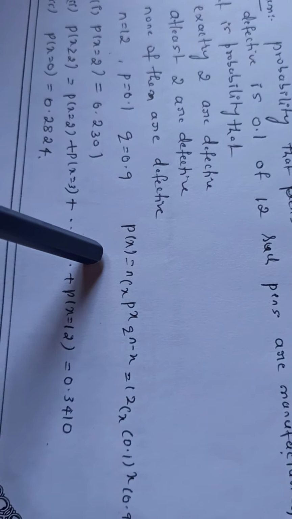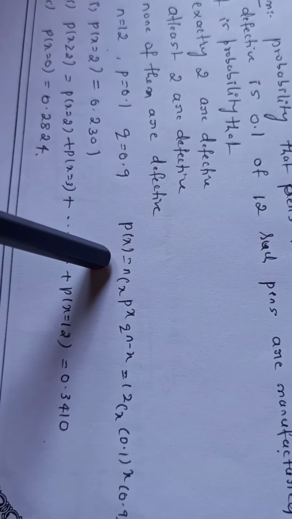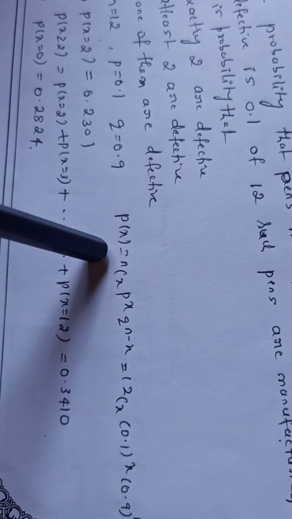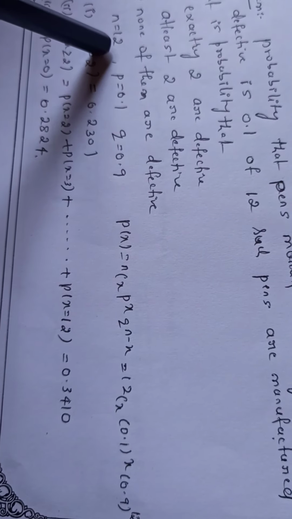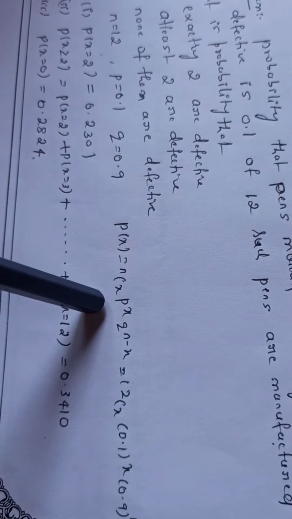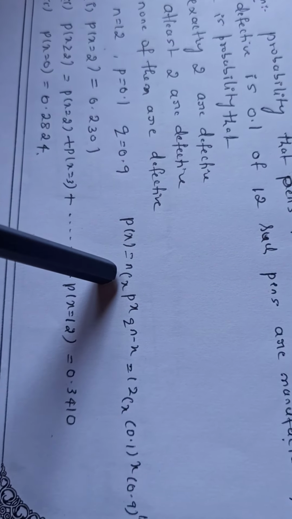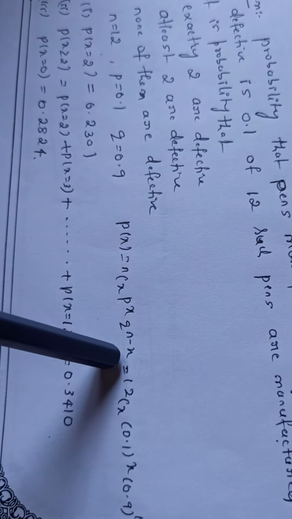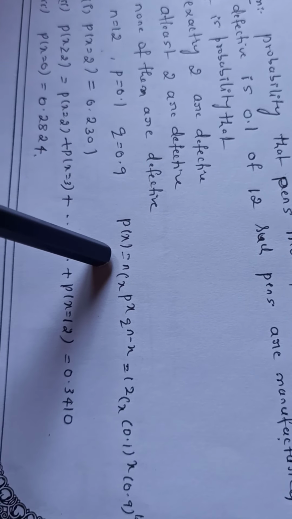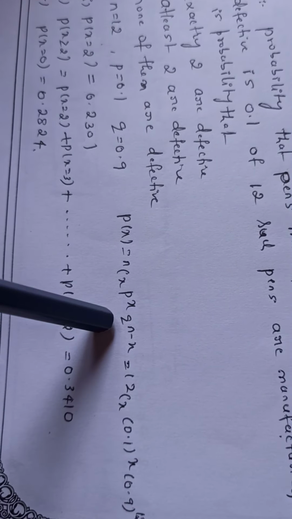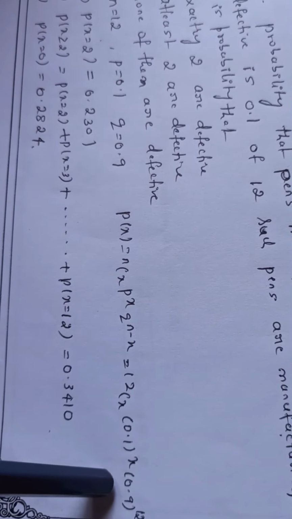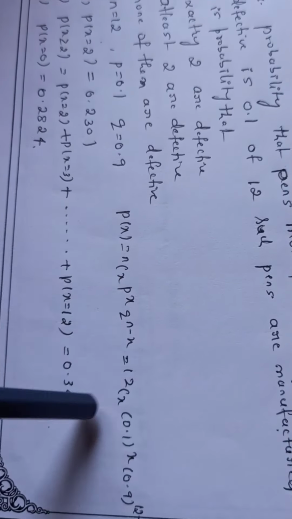And this is the probability density function P of x for the binomial distribution. So here since n is equals to 12, it's a very small number, so you have to use the binomial distribution. So nCx into p power of x into q power of n minus x. Substitute the value of n as 12, the value of p as 0.1 and the value of q as 0.9. So this will be now your p of x.